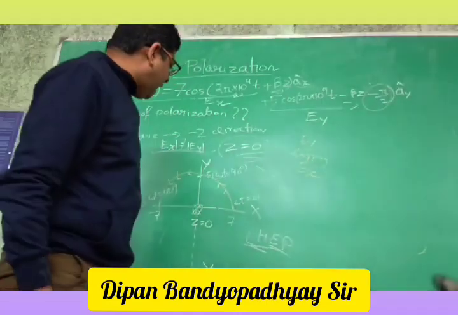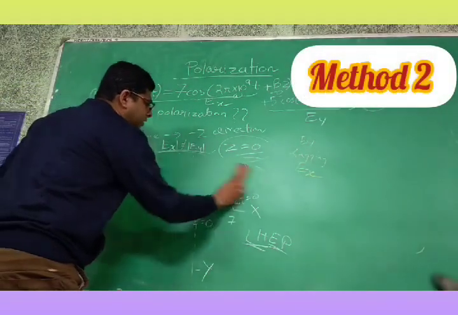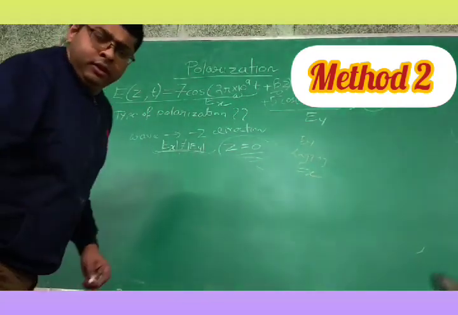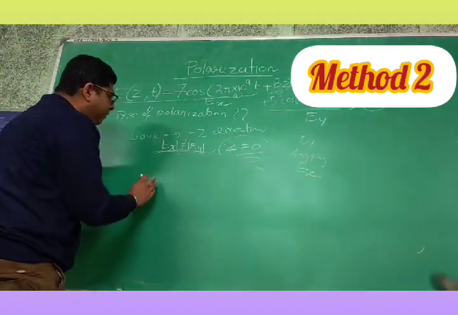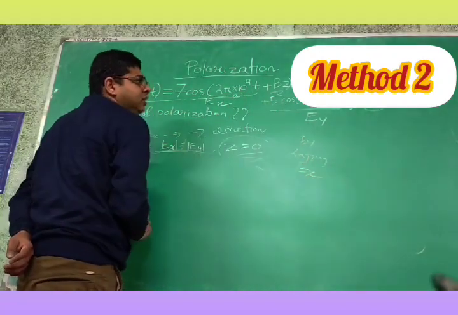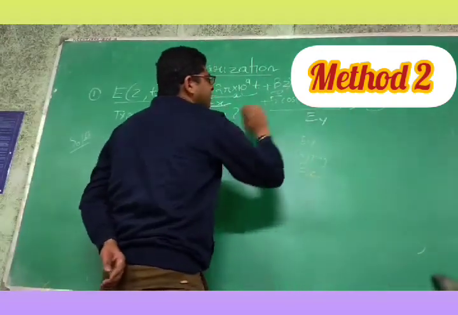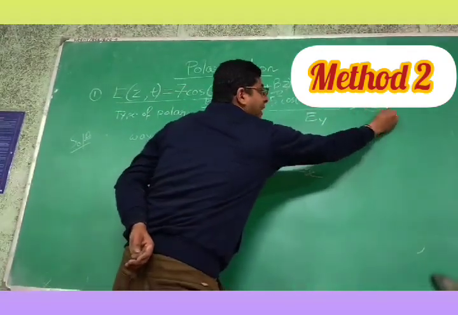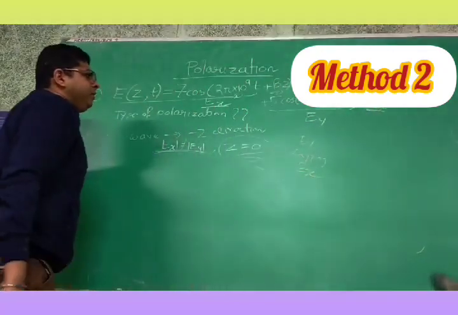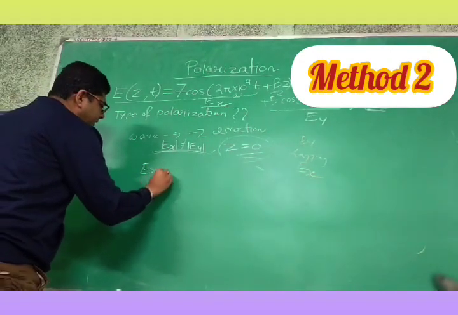Okay. Another way you can do this, without that chart or without putting the values of omega t, is to see which components are leading one another. So in this case, Ex is this, Ey is this. Ey is lagging behind, right? It is lagging behind this Ex by minus 90 degrees. Okay. So since it is lagging, that means Ex is leading.